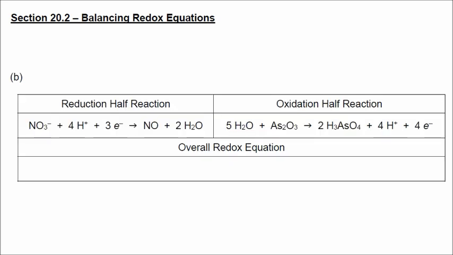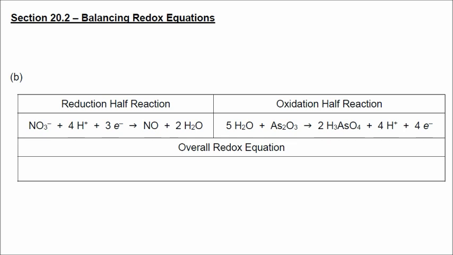This next example, where we have two half reactions, is a little different in that we have a lot more compounds and elements to worry about. So we have nitrate being reduced to nitrogen monoxide, going from +5 to +2. That's a gain of 3 electrons.